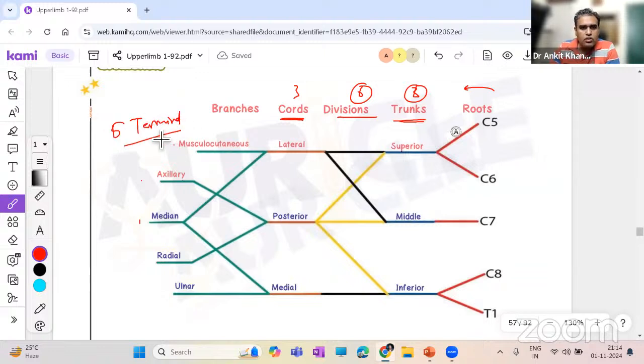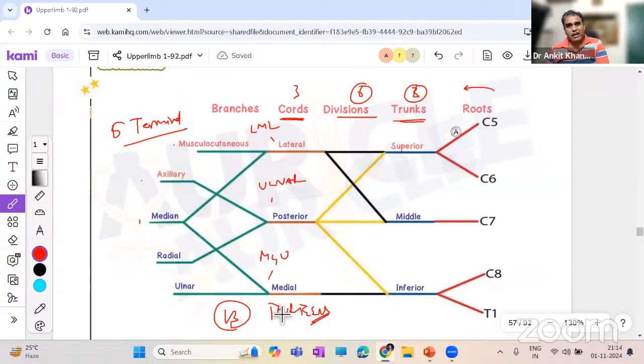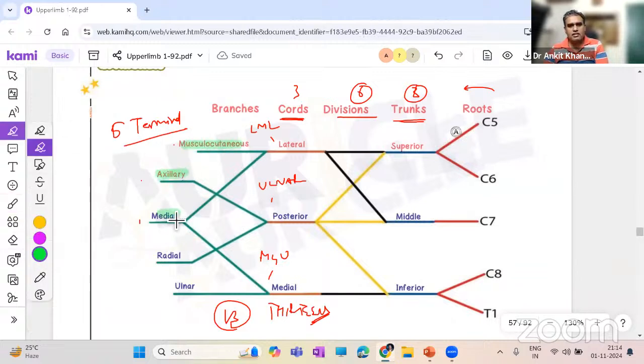I told you the mnemonics. Lateral will have LML, posterior will have the mnemonic ULNAR, and medial will have M4U. Total, 3, 5, 5, which makes 13 branches from the 3 chords. But there are 5 terminal branches also, which are important. You should know that these are the main 5 branches: axillary, median, radial, ulnar, and musculocutaneous. In totality, there are 13 branches coming from the 3 chords, and 2 branches each from root and trunk also. That we will also see.